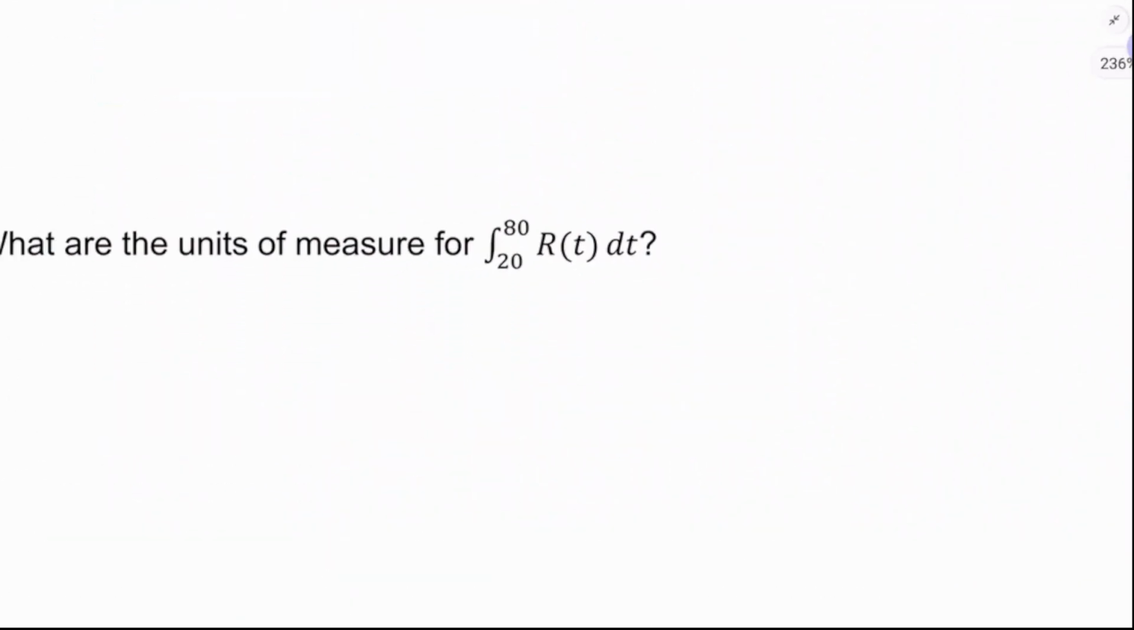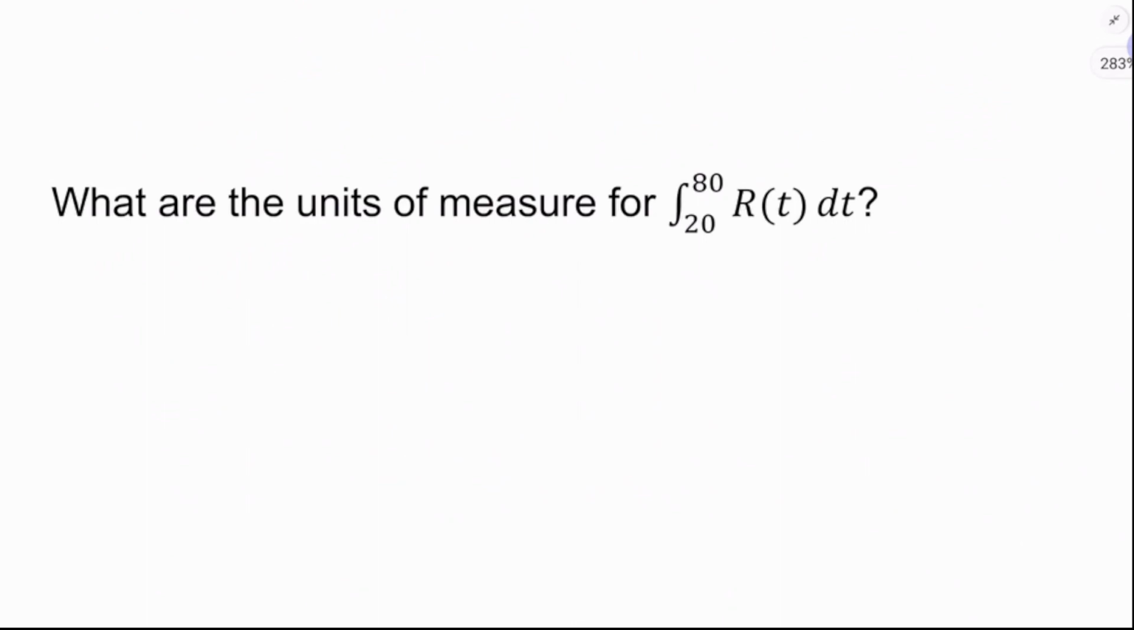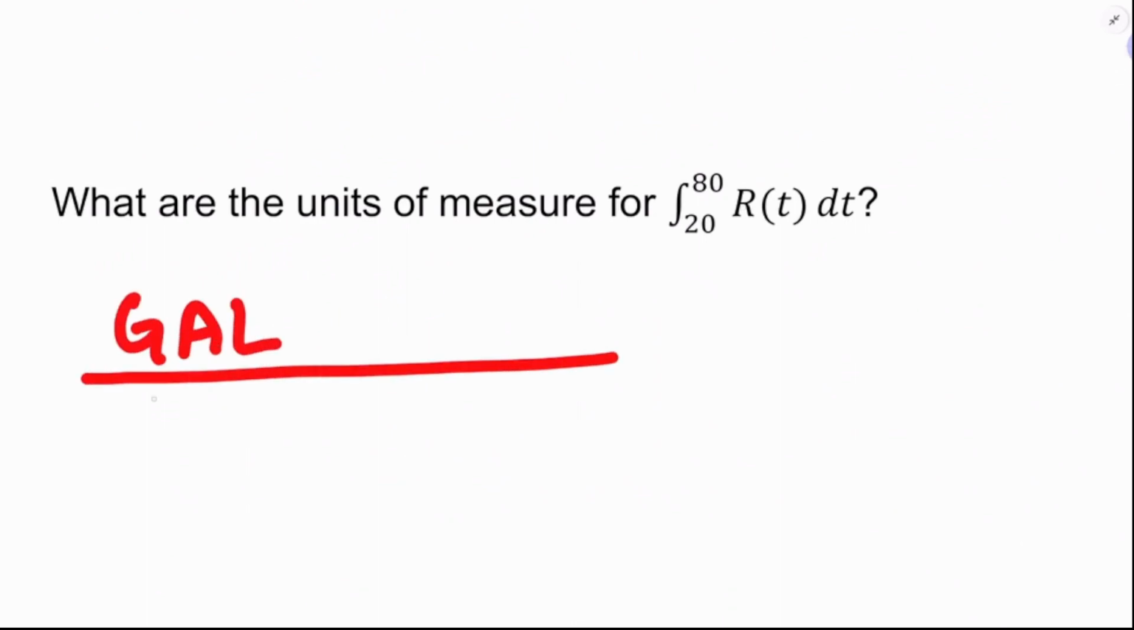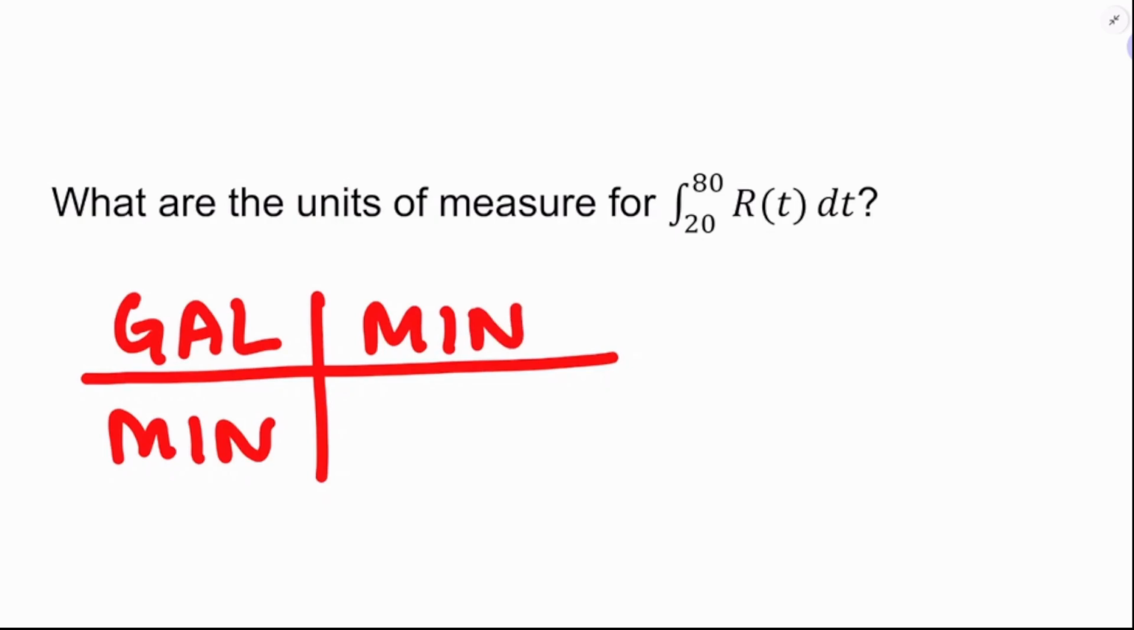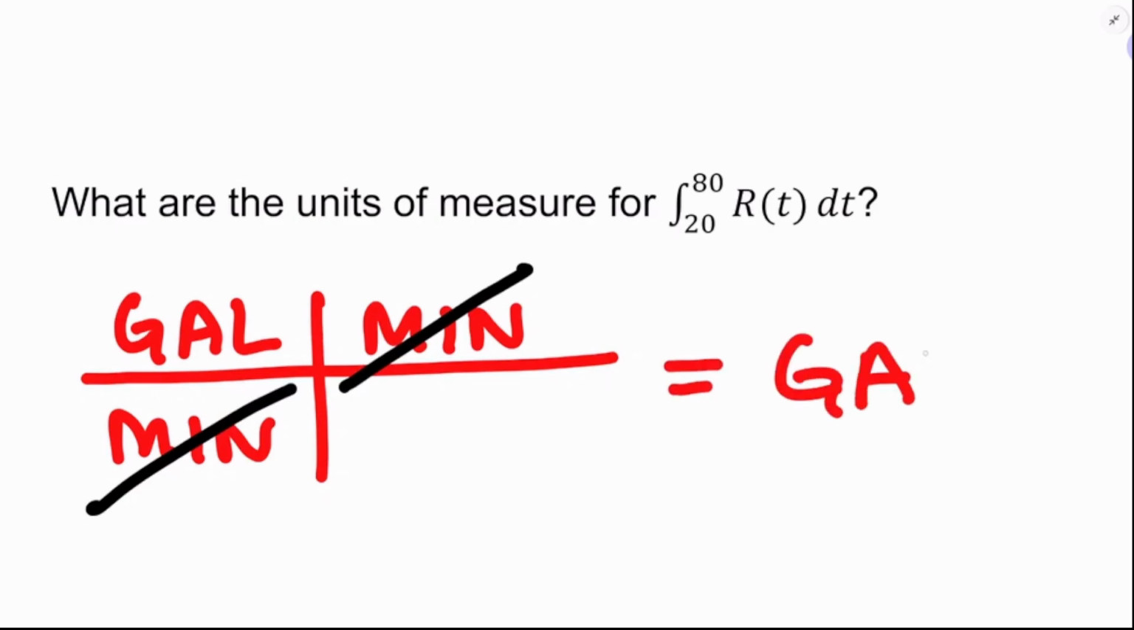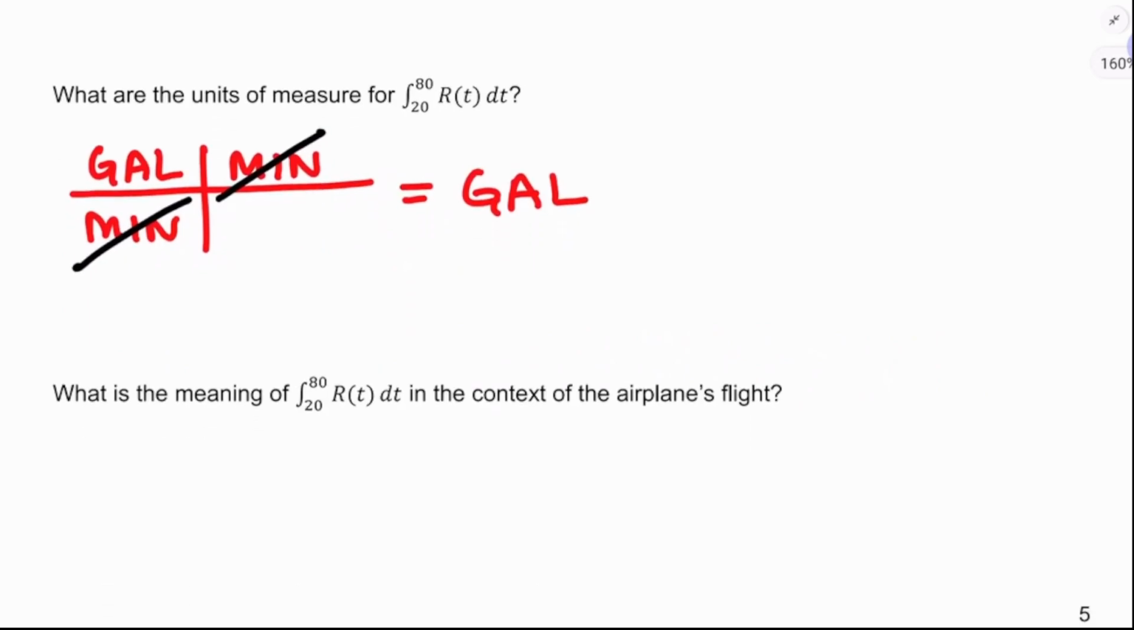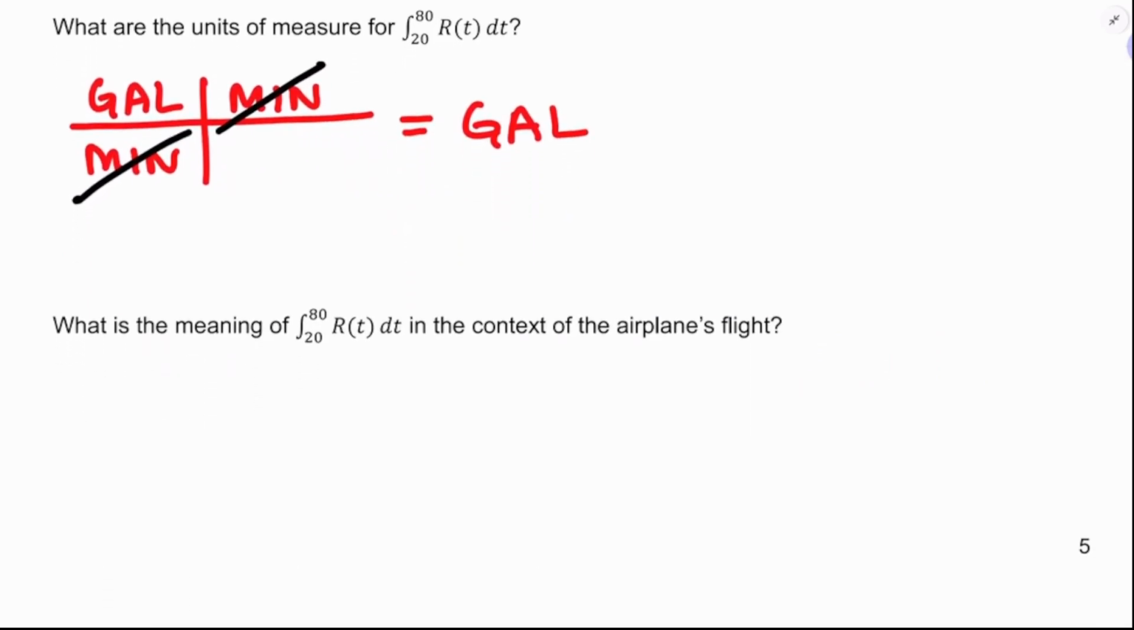And so that's what I would say over here, is that r of t is in gallons per minute, dt is in minutes. We're adding up a bunch of heights times widths, and the minutes are going to cancel, and that's going to equal gallons.